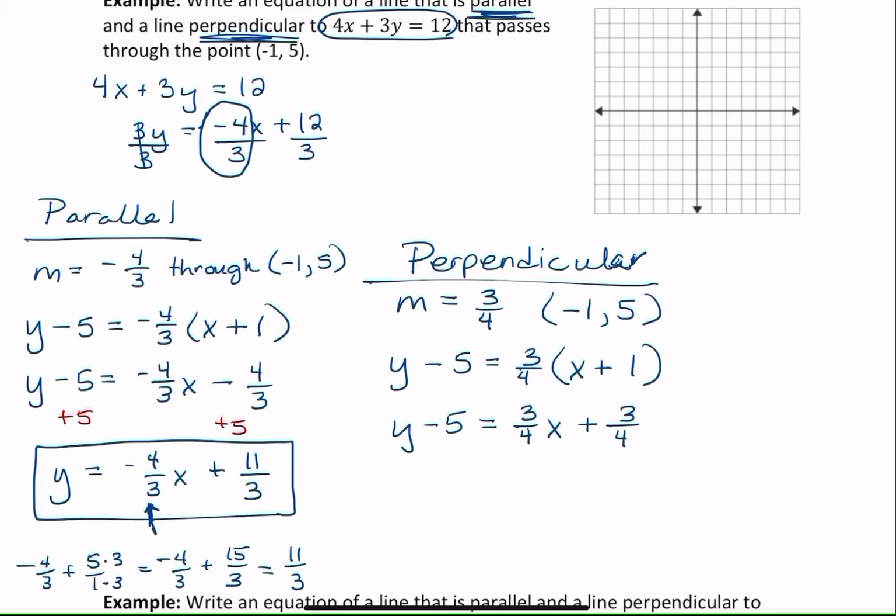So here when I add 5 to both sides, I'm going to end up with 3/4 plus 5. I've got to change that. My common denominator is 4, not 5. So you're going to have 3/4 plus 20 over 4, which will be 23 over 4.